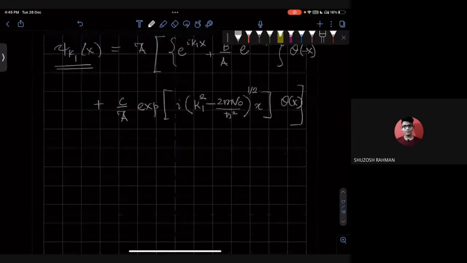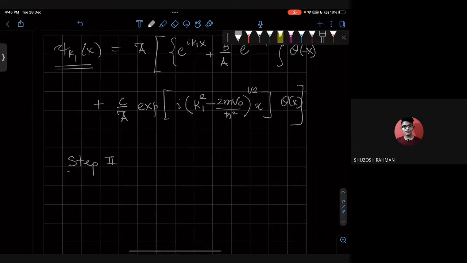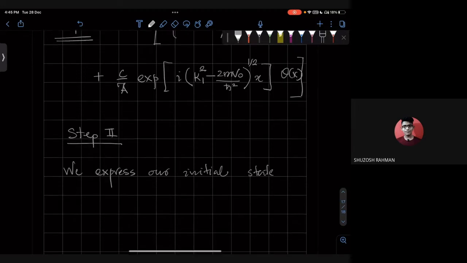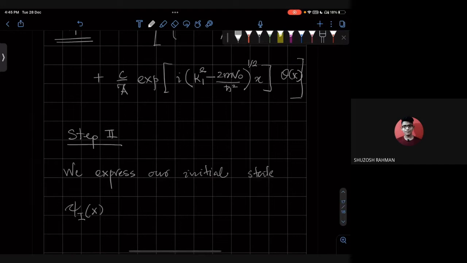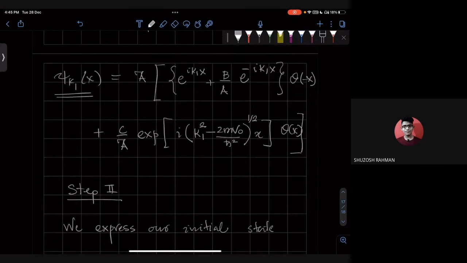Okay, now let's look at step number 2. Step number 2 is that we express our initial state, psi of I, not to be confused with psi of the wave function in region 1, as a linear combination in terms of psi k.